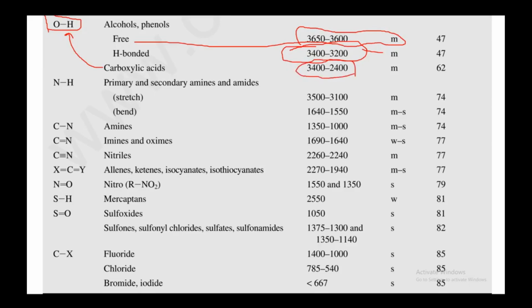That is the easiest peak to be recognized in IR spectroscopy, because it has a big range of 1000 wavenumber. The OH group present in carboxylic acids gives you a peak from 3400 to 2400. And the peak intensity is medium. So this is how we can characterize or identify the OH group.